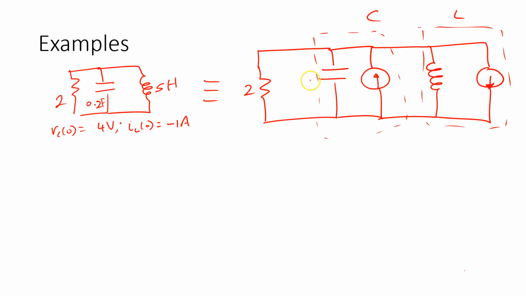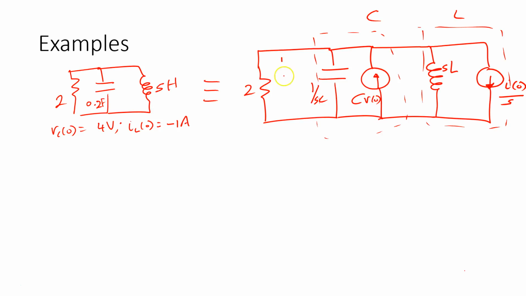And now I could fill in the information. So I know the value of this impedance should be 1 on SC. This is SL. The current source here is CV0 and the current source here is I0 on S. So now I could get to the business of writing my Kirchhoff's current law equation.